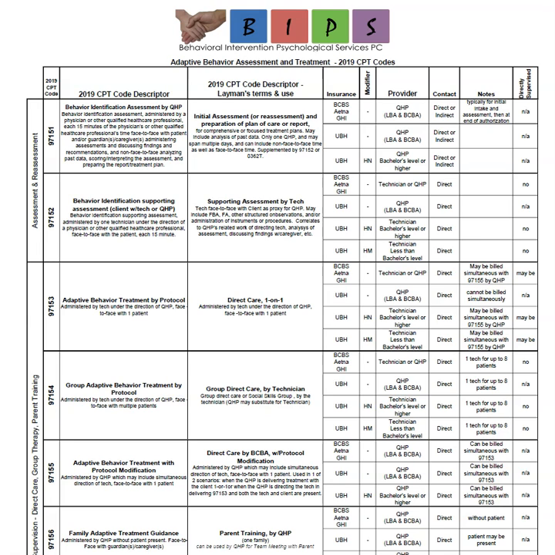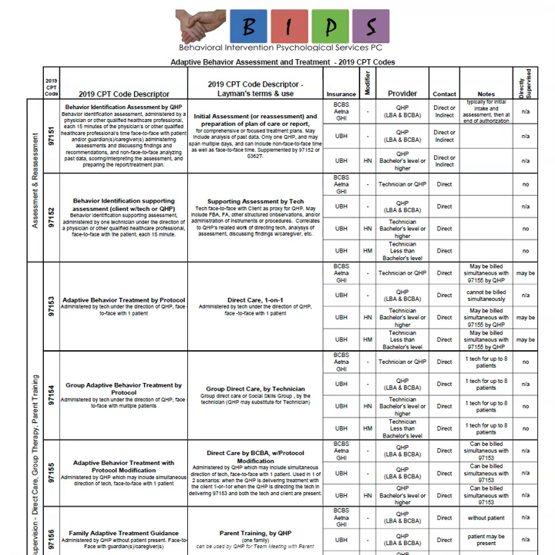So when someone is providing 97153 direct care, a technician, through Blue Cross, Aetna, or GHI, the QHP might be there billing 97155 at the same time. You cannot have a QHP being supervised by another QHP. So you can't use 97155 by two people at the same time.